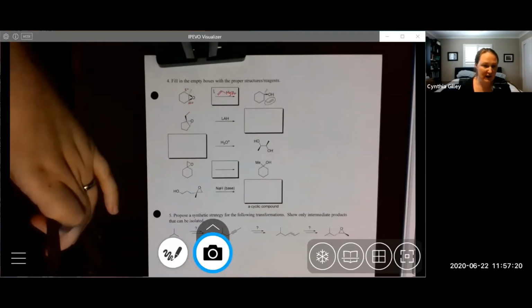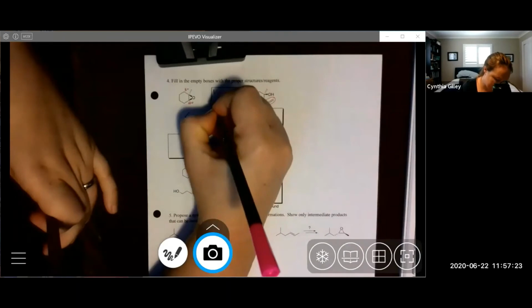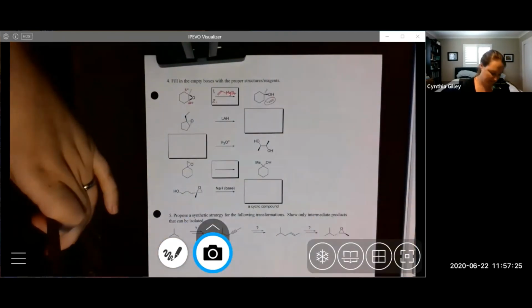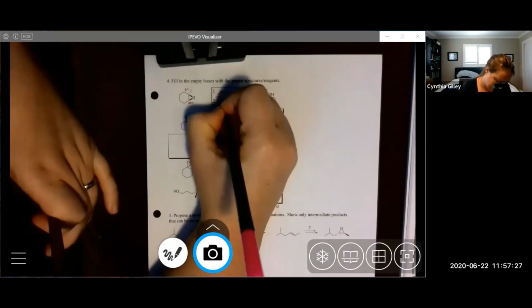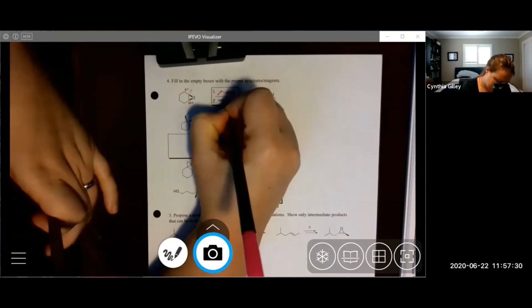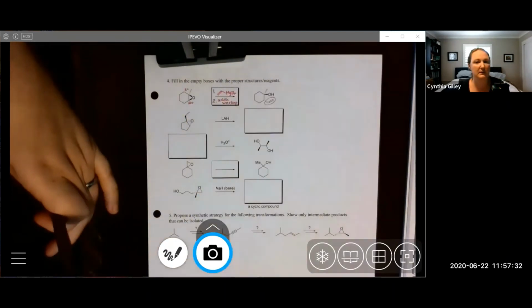And you can mention or not mention the acidic workup. I tend to mention it, but he tends not to, so optional, I guess.